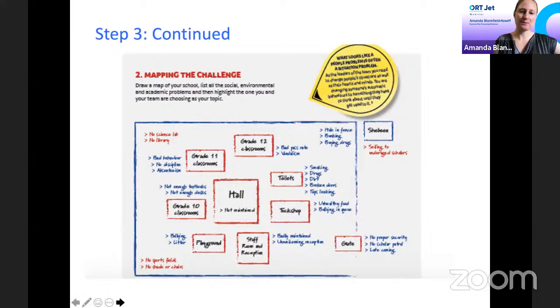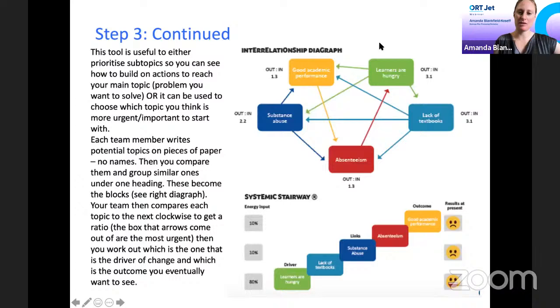Okay. And then this is that whole interrelationship diagram and systemic stairway that I told you about. This is something that's used at Henley Business School as part of the master's program. They've said that we're allowed to use it for these sessions because they understand that it's something very valuable and a very practical tool that can be used. So we're lucky to have that.